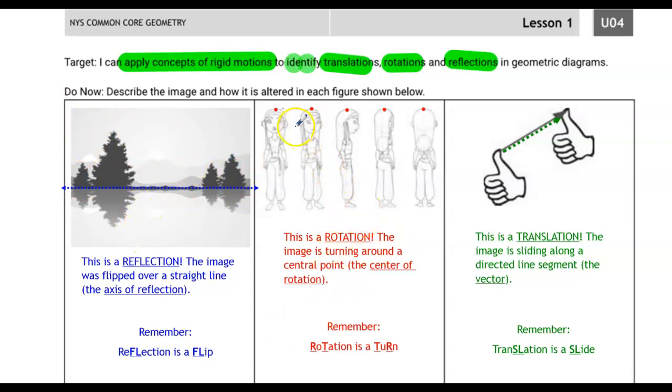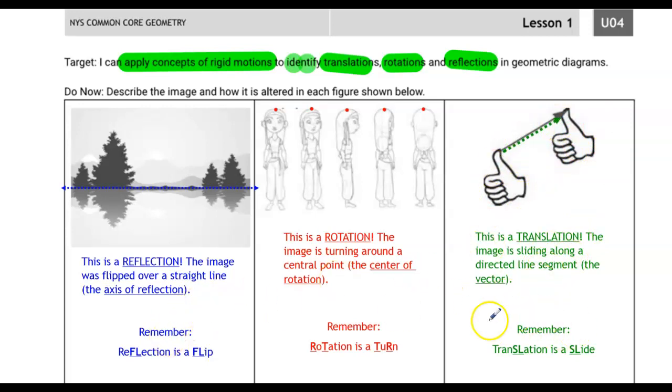This one is called a rotation. We're rotating around a central point, right? If you imagine that there's a central point on top of this figure's head, they're rotating around that point. That's called the center of rotation. And then this one is called a translation. We took the same exact picture and just slid it. We didn't change which way it is pointed or which orientation it had. We just slid it along this directed line segment, which is called a vector.